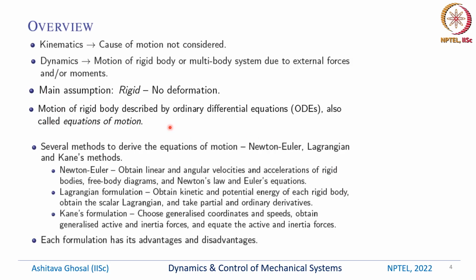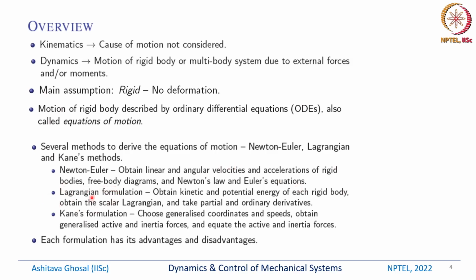There are several methods to derive the equation of motion of a rigid body or a multi-body system. These are the 3 main ones. One is called Newton-Euler, one is called Lagrangian, and one is called Kane's method. In the Newton-Euler approach, we obtain the linear and angular velocities and accelerations of rigid bodies. We draw free body diagrams, and then we apply Newton's law and Euler equations to each free body, and then we do a lot of simplification to arrive at the equations of motion.